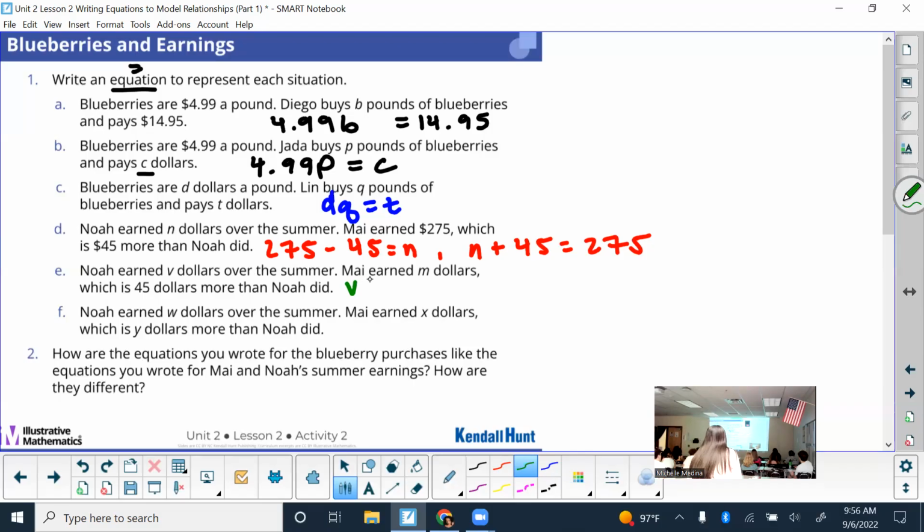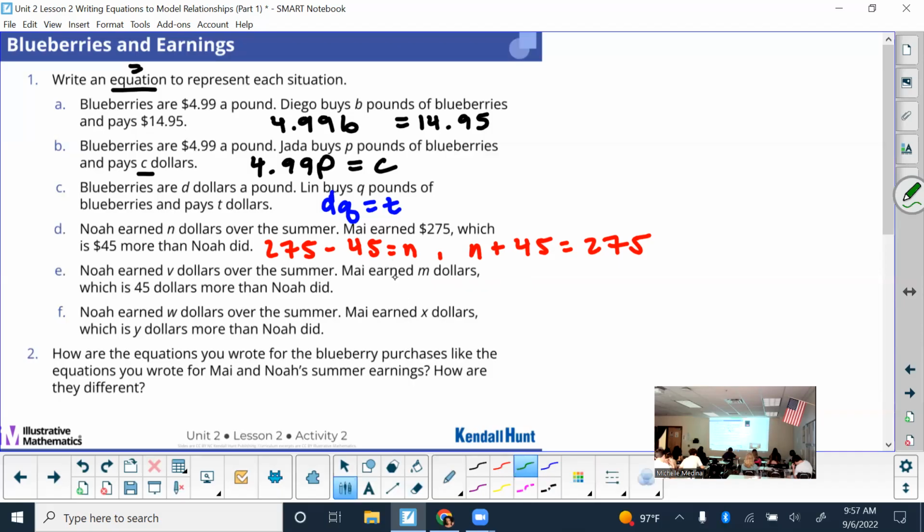So I didn't quite hear that. I heard V. So there's no X in this one. We're looking at part E. Use the variables that they established.